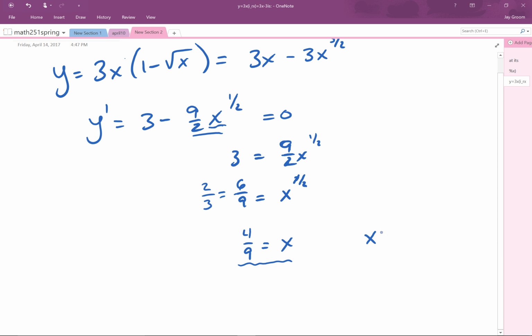And so when x is greater than 4/9, it is going to be increasing. And when x is less than 4/9, now be a little bit careful here. It is decreasing. However, it's a square root function, so it only goes as far as 0. Okay, so let's go look at this thing.